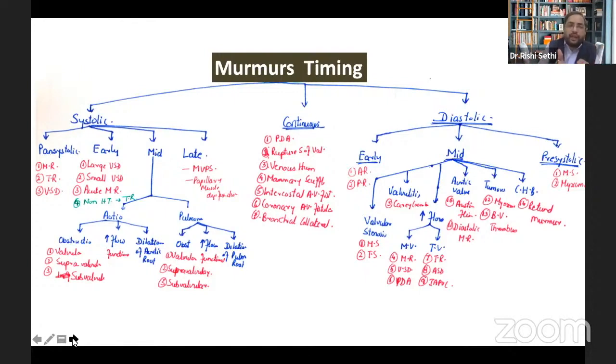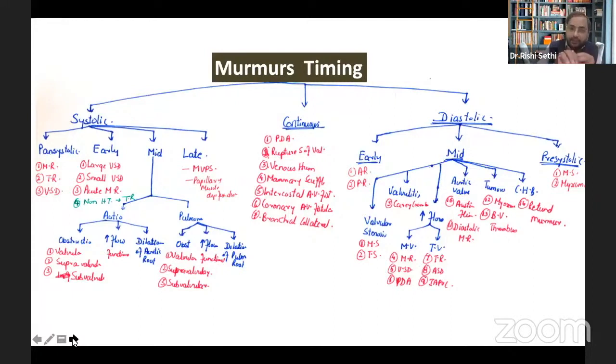You cannot describe an early onset mid systolic murmur as an early systolic murmur. An early systolic murmur should start with S1 and it should end anytime before S2. And there are classically only four causes of early systolic murmurs. And these are very small muscular VSDs.